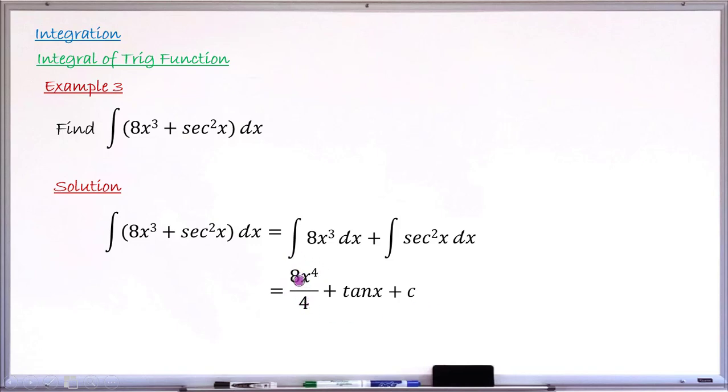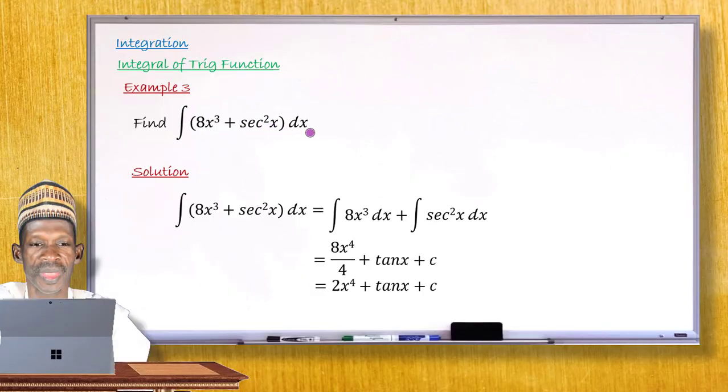So I'll now simplify this very first term. I can divide 8 by 4. There I'm going to have 2, then x raised to the power of 4, then plus x cubed over 3, plus c. This is now the integral of this very function, 8x raised to the power of 3 plus x squared, dx. With these few examples, I hope you'll be able to find the integral of a trig function. So this is where I'm going to stop in this very lesson, my dear student. And let me just move to the last segment.